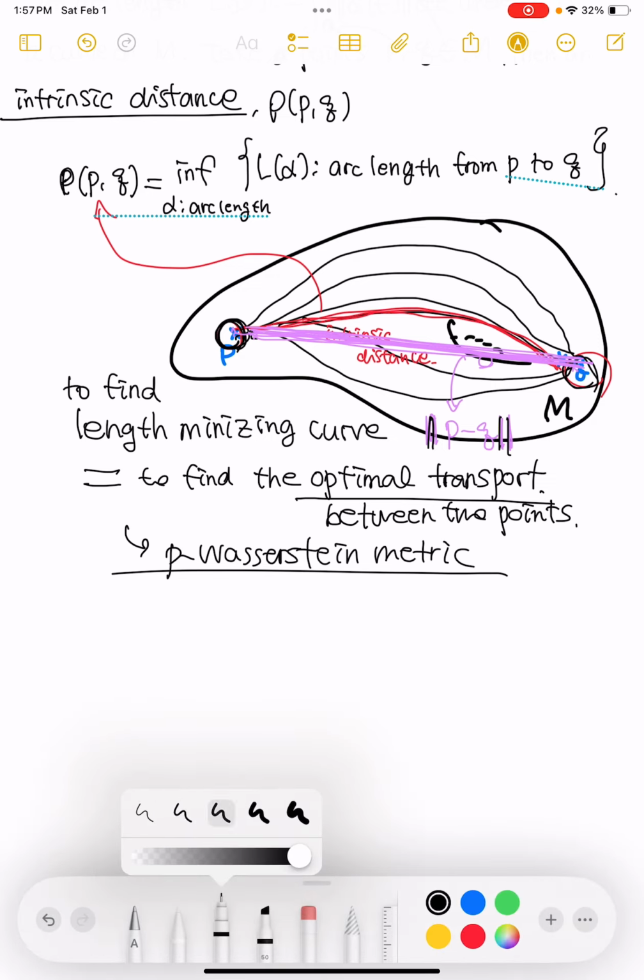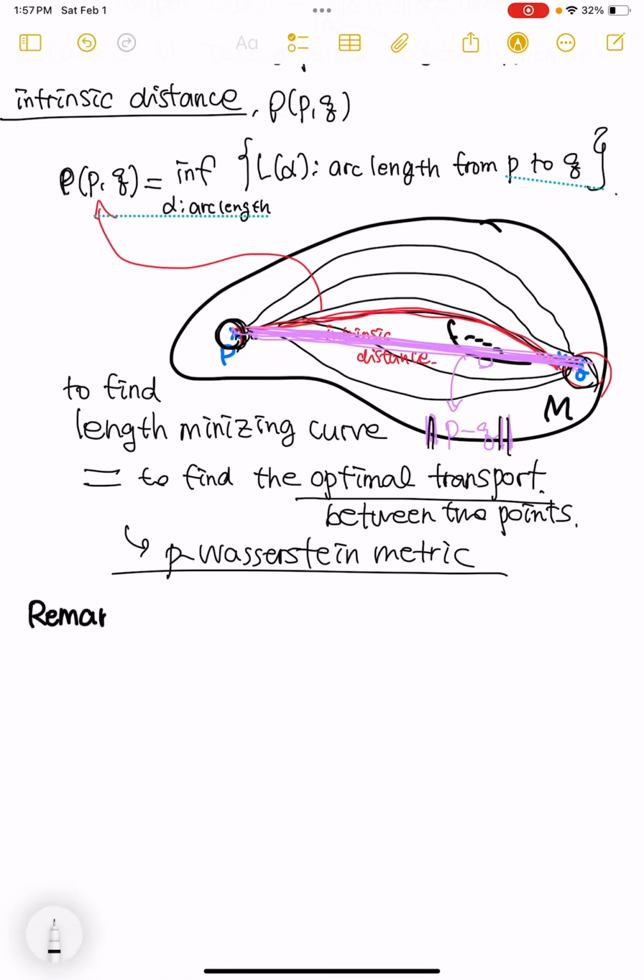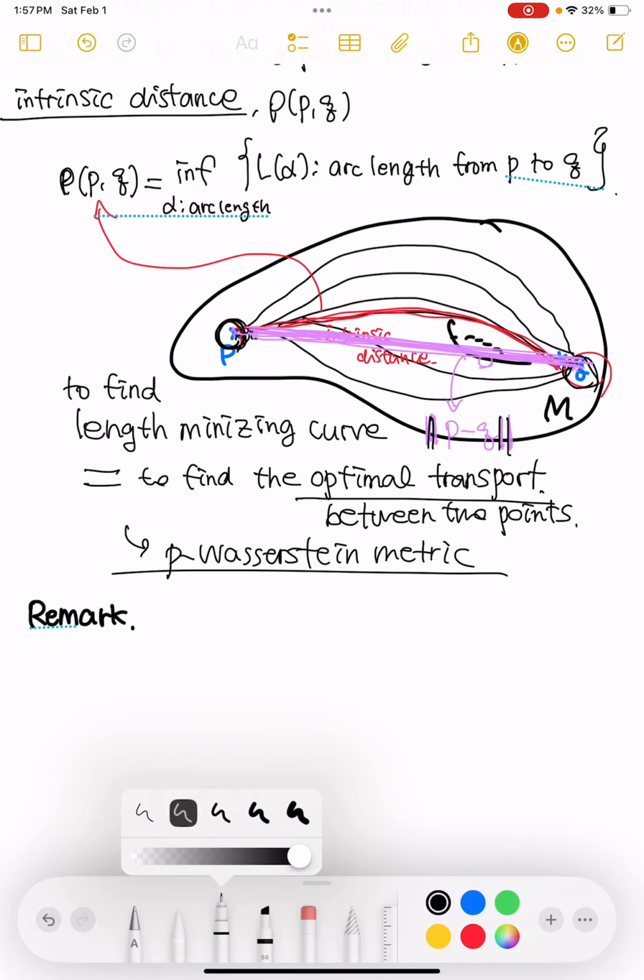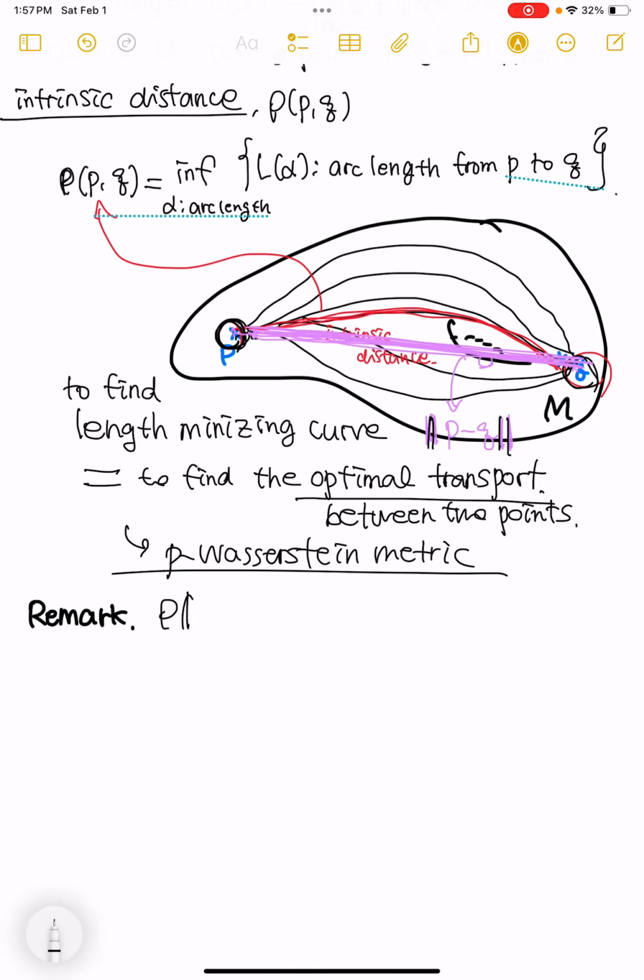So the remark is that the intrinsic distance, when you compare it to the straight-line distance from P to Q, is always greater than or equal to the length from P to Q.